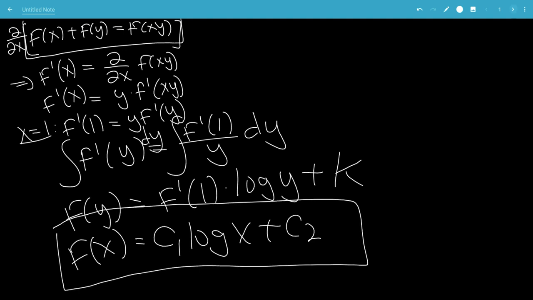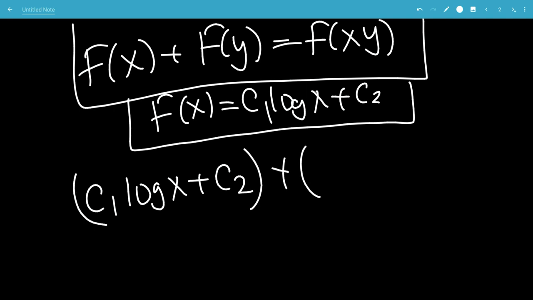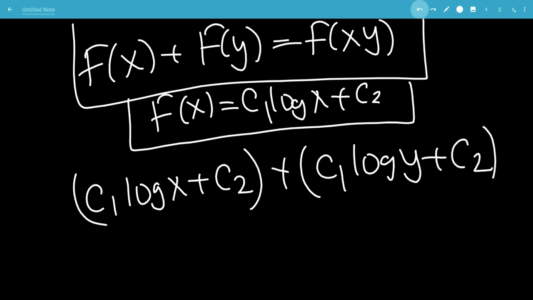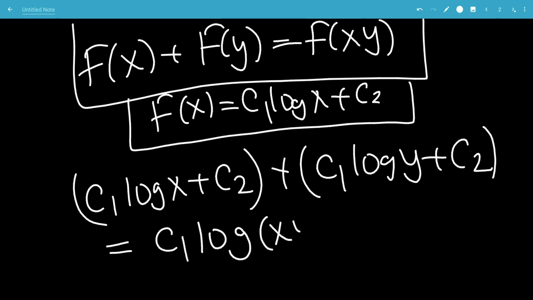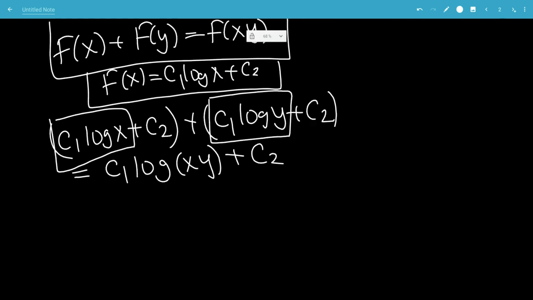So this is not totally it, but we'll see when we plug this into the original equation what happens to c1 and c2. So let's plug that in. That'll be c1 log x plus c2, then parentheses, plus c1 log y plus c2. Now this all equals c1 times log of, we're plugging in xy for x, plus c2. And c1 log x and c1 log y can combine to be c1 times log x plus log y.